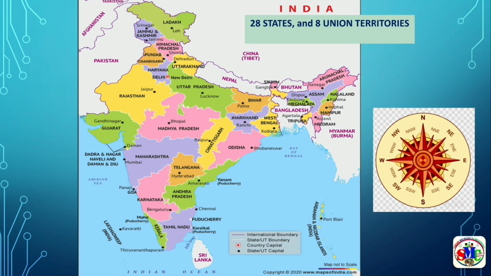Here you can see the latest political map of India, and here you can see all the 28 states and 8 union territories and their capitals. Just go through this one and learn where to point the 28 states and 8 union territories as well as their capitals.